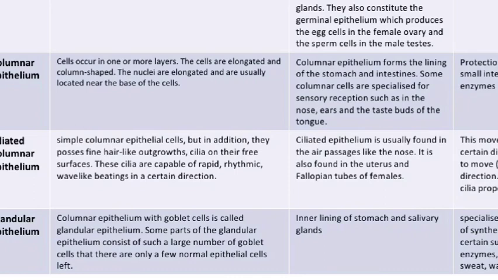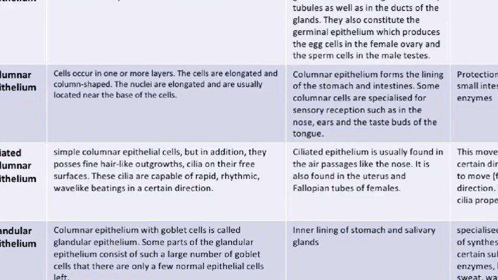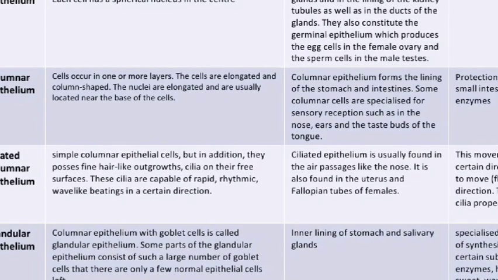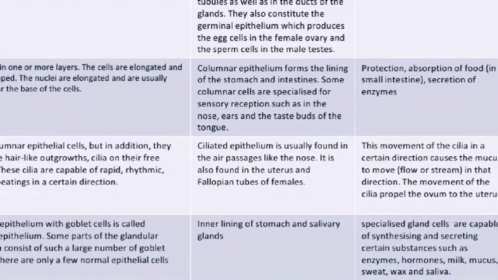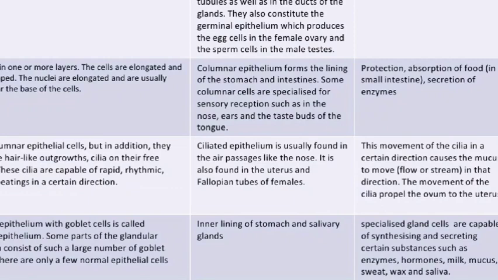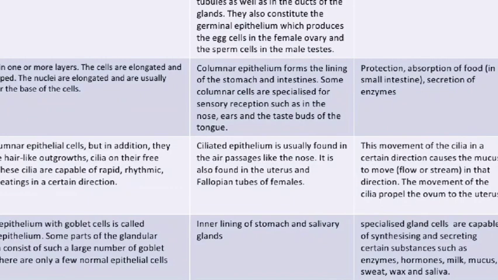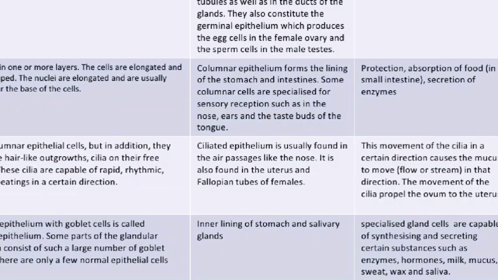Ciliated columnar epithelium. Simple columnar epithelial cells possess fine hair-like outgrowths, cilia, on their free surfaces. These cilia are capable of rapid, rhythmic, wave-like beatings in certain direction. Ciliated epithelium is usually found in the air passages like the nose. It is also found in the uterus and fallopian tubes of females. This movement of cilia in certain direction causes the mucus to move in that direction. The movement of cilia propel the ovum to the uterus.